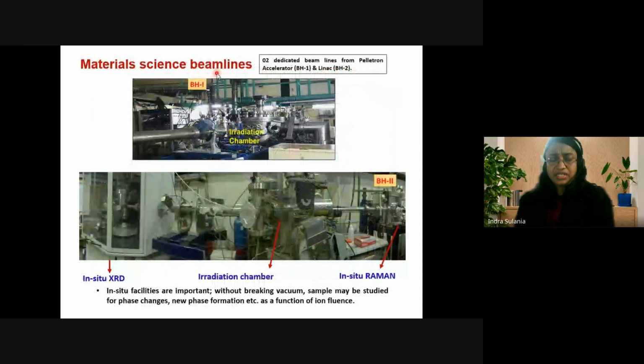So in the material science facilities, we have an in situ XRD facility. We have integrated it in the beamline because we want to see what kind of phase changes are happening when we are irradiating the sample. XRD is the technique which can tell you about the phases of the material. That is why we have integrated it with the beamline, and it can also be used as a standalone technique, offline. Then we have a Raman also, which is in situ in the beamline.